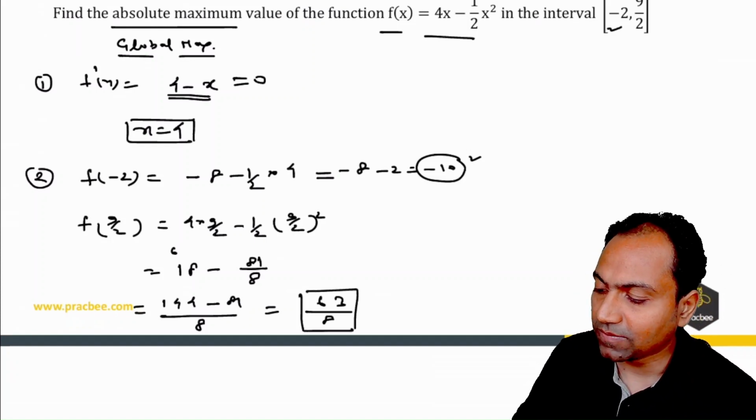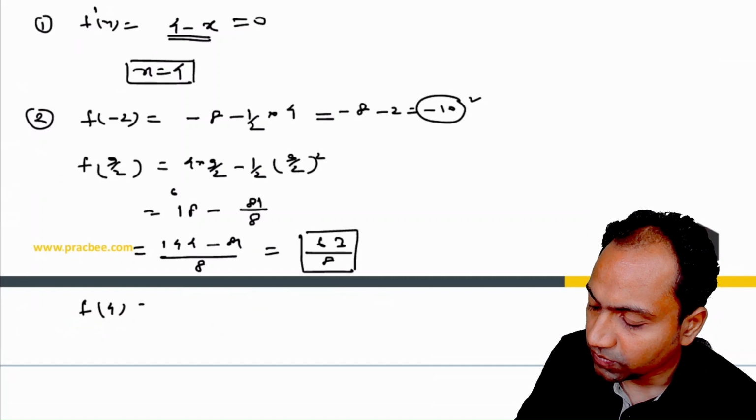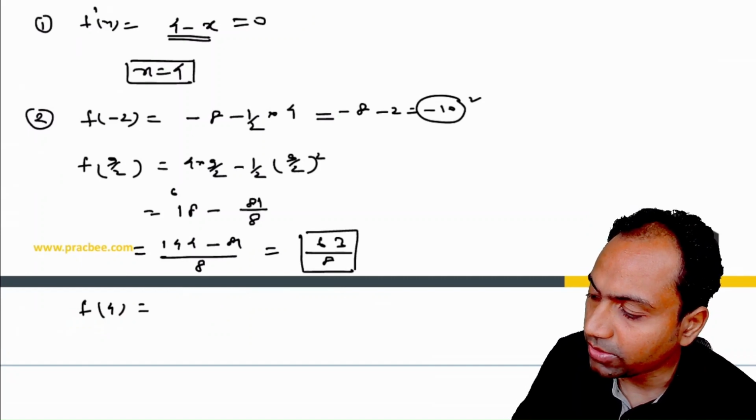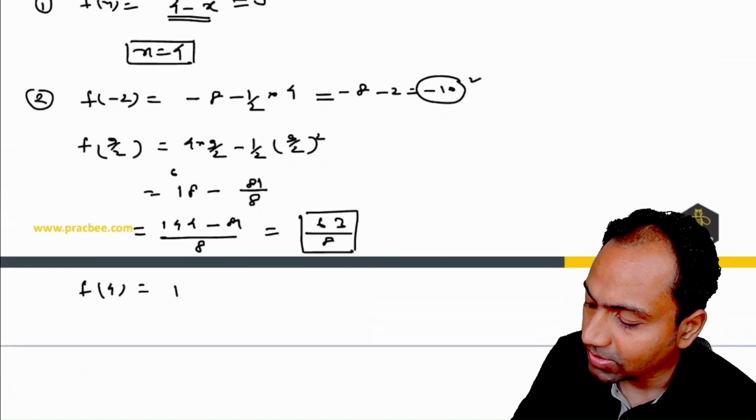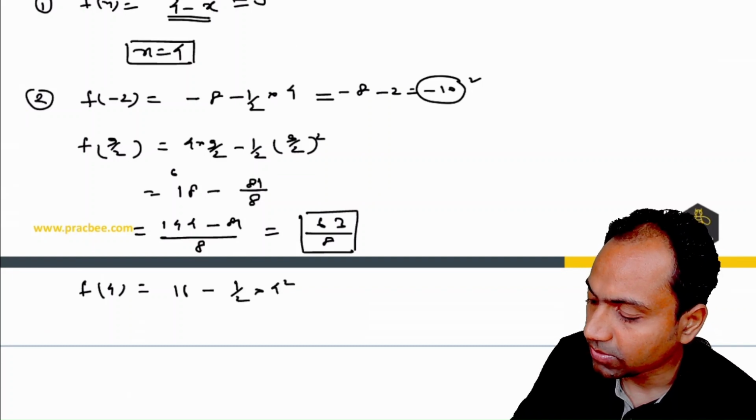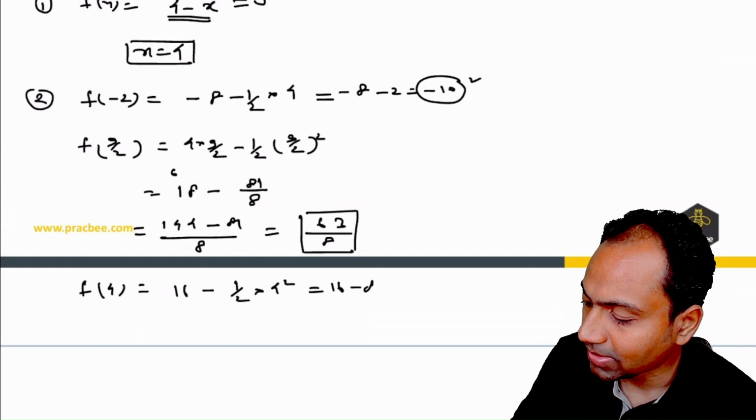Now let us also check the value of the function at 4. So if I put 4, it is 4 into 4, that is 16, minus 1 by 2 into 4 square. So it becomes 16 minus 8. This comes out to be 8.